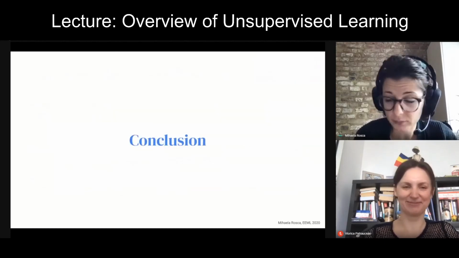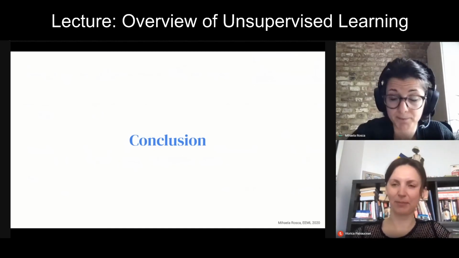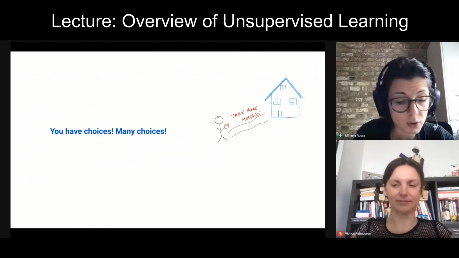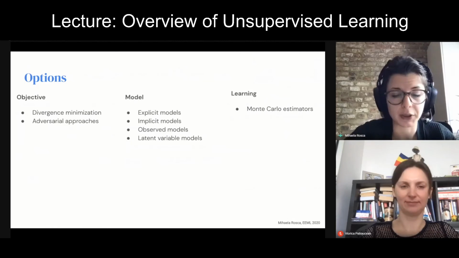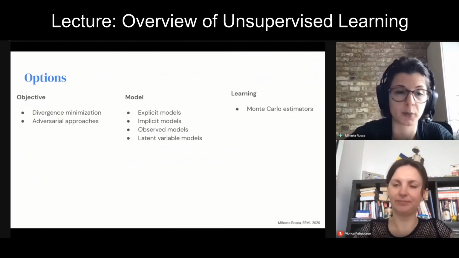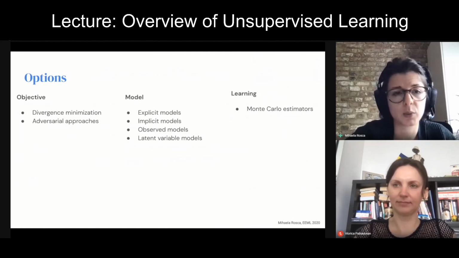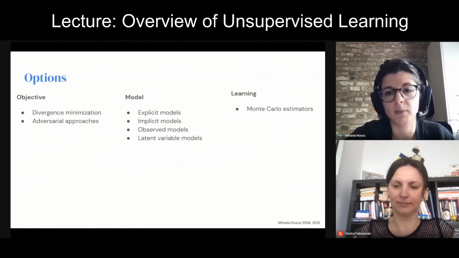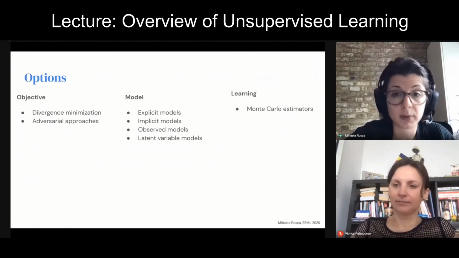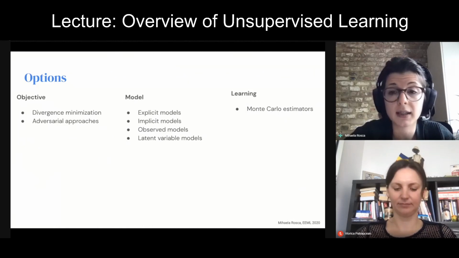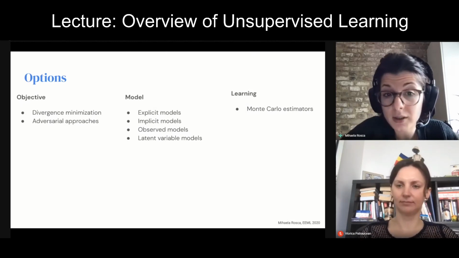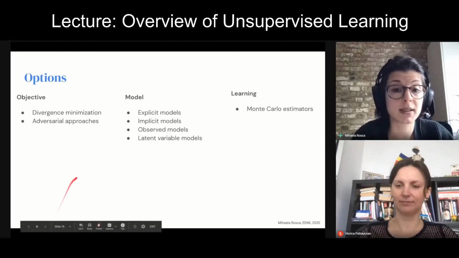So to conclude, you have a lot of choices. Many choices, and it's not necessarily clear which one is right for your application. You have to think very hard of the trade-offs that these have in terms of objectives. We've seen divergence minimization. We've seen adversarial approaches. In terms of models, you can look at explicit or implicit models. So whether or not you want to do direct density estimation, we can look at observed and latent variable models. And the choices, again, depend on your application. And then there's learning. And learning can be easier or can be difficult depending on the choices that you've already made here.